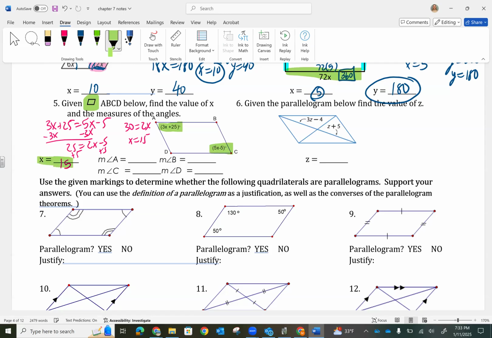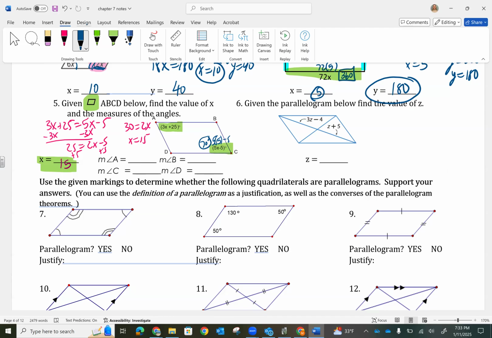So we know x is 15. If x is 15, then we can find the measure of either of these angles. They should be the same. So if you do 5 times 15, and you subtract 5, so that would be 30, 60, 75 minus 5. So that this degree would be 70 degrees.